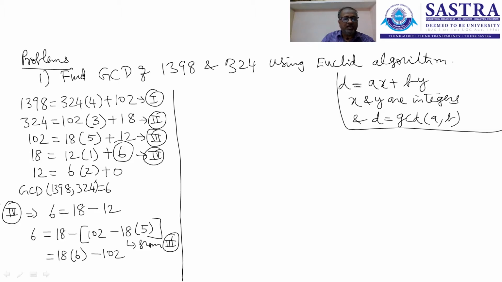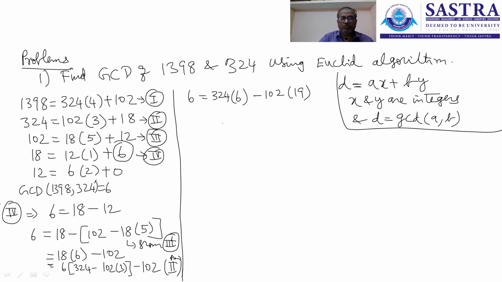Now I will express 18 using 2 in terms of 324 and 102. So this would be equal to 6 into, I express this 18 as 324 minus 102 into 3, minus 102. This I get from 2. So now I'll have 324 into 6. I retain this. 6 into 3 is 18, minus 1. So I'll have 102 into 19.